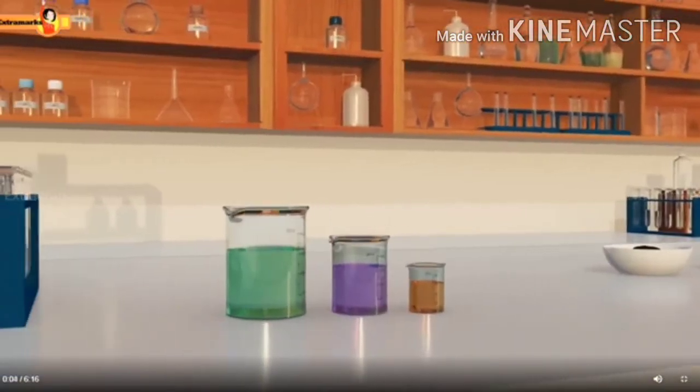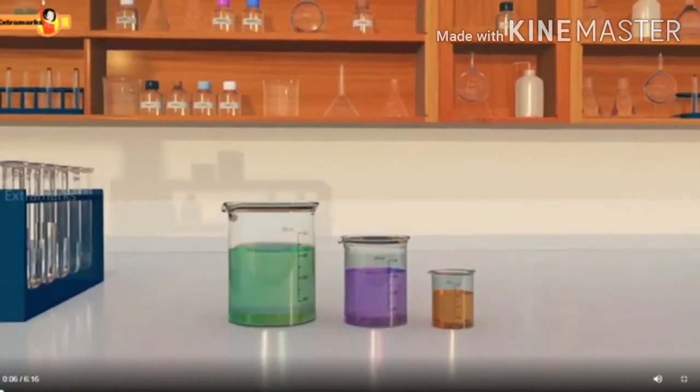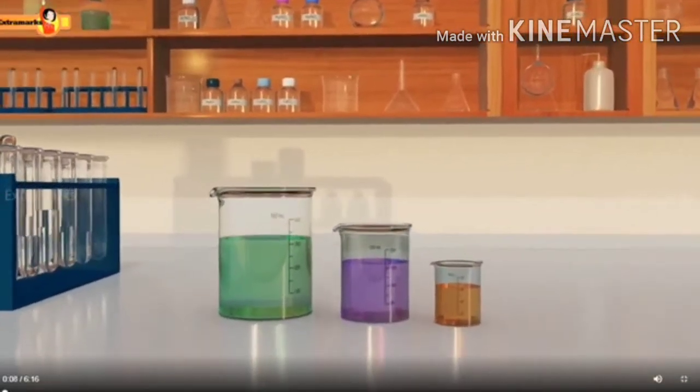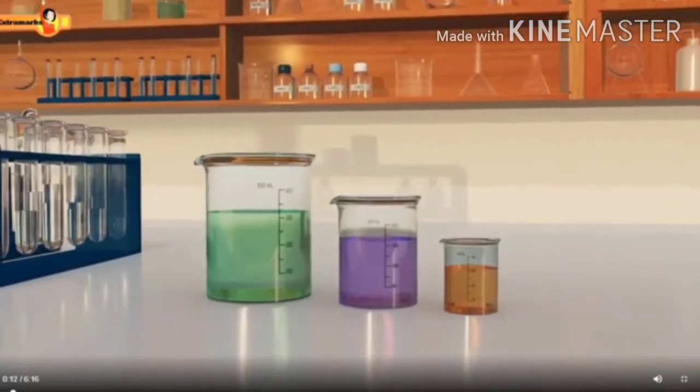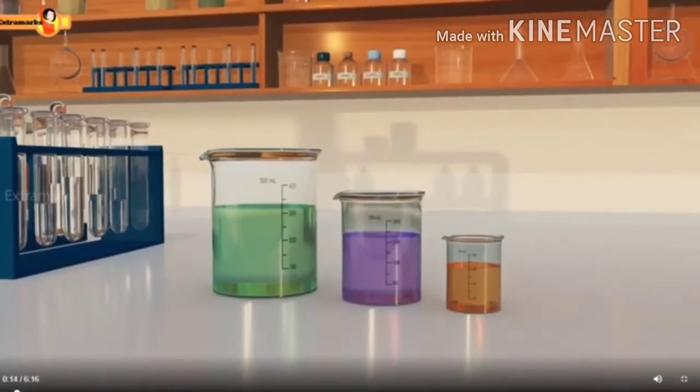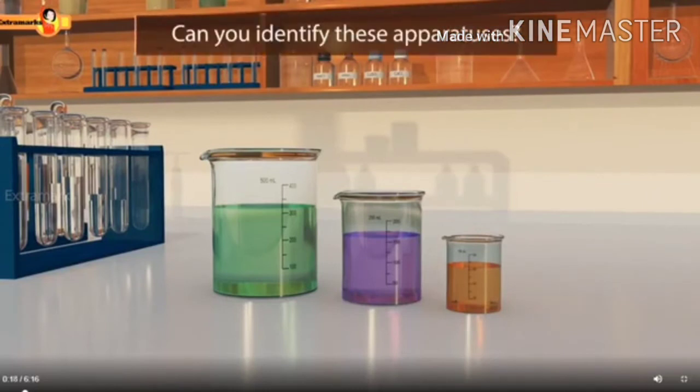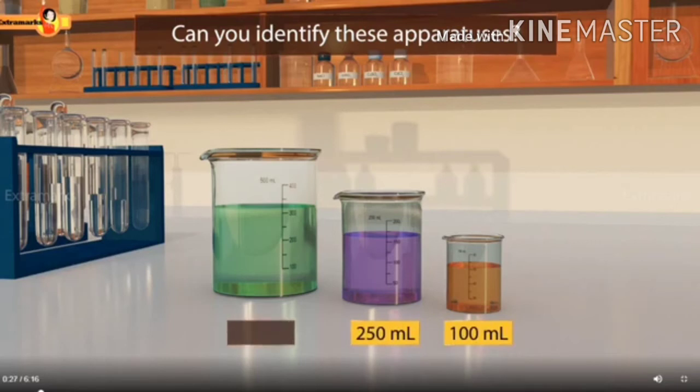Different apparatuses are used in a chemistry laboratory for carrying out various experiments. Here you can see different solutions kept in apparatuses which have similar shape but different capacities. Can you identify these apparatuses? They are beakers of different capacities like 100 milliliter, 250 milliliter, 500 milliliter, etc. We can call them a group of beakers.